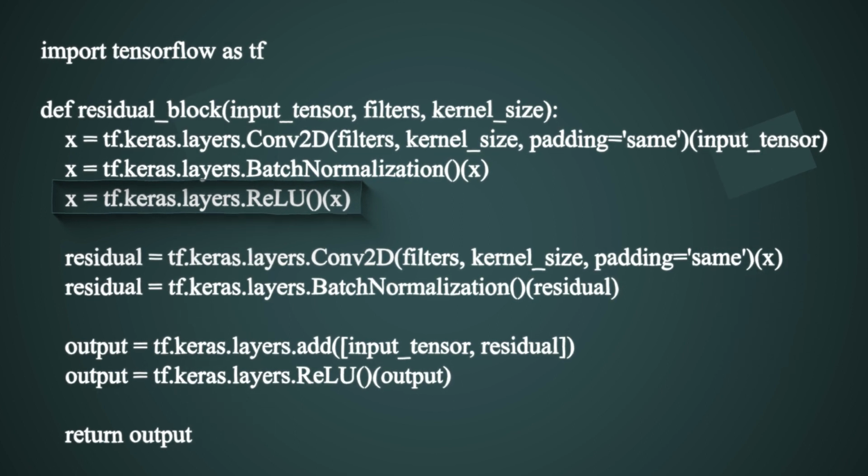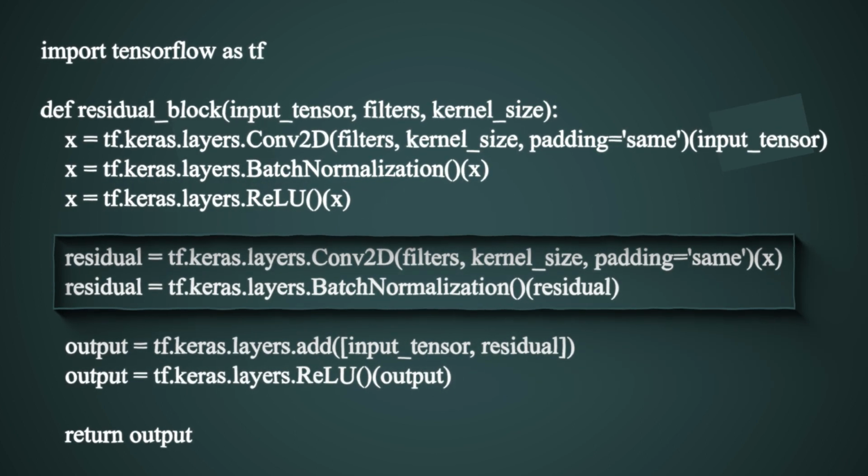Next, we apply another set of operations to x to create another tensor called residual. We use convolution and batch normalization again, but this time we don't use any activation function.